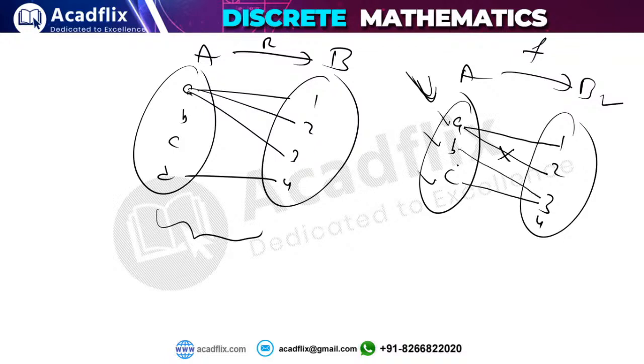Every element should be related. For example, B is related to 3, C is related to 3, and A is related to 1. So you can see every element is related to exactly one element. Remember, B and C both being related to 3 is allowed. Why? Because B is related to exactly one element, that is 3, C is related to exactly one element, that is 3, and A is related to exactly one element, that is 1. So this is the definition of a function. Such relations are called functions.